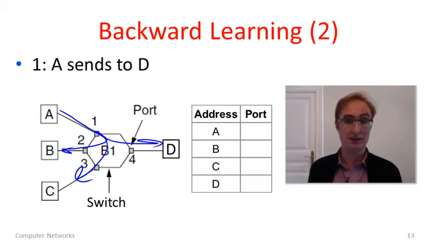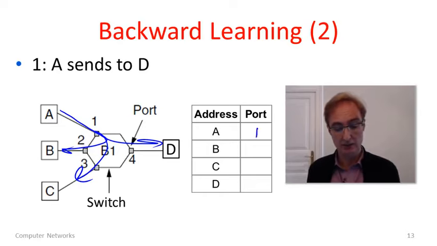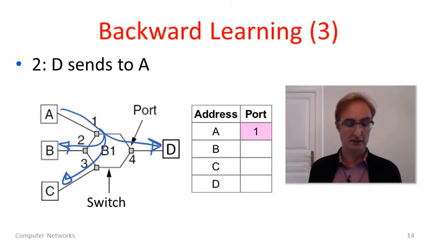It also reached B and C. Oh well, not a very efficient use of bandwidth. We also learned something here. We learned that A is on port 1. Right? That's a valuable bit of information. Okay, so this is what happened.